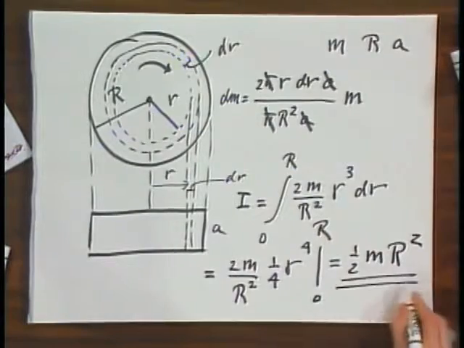This too is a very well-known result. You can find in any book, when you look at the tables, that the moment of inertia of rotation of a cylinder about its axis of symmetry, if the mass is uniformly distributed throughout the cylinder, is 1/2 m R squared. Don't remember it, but it can be derived. It is not all that difficult to derive it.